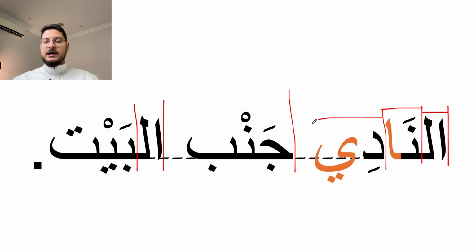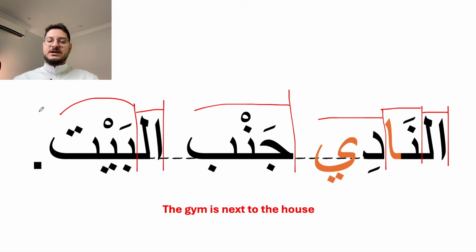Nadi. Nadi was a gym, so il nadi means the gym. But then janb, janb, which means next to. And then il bayt. Il bayt. Bayt was a house, and then il bayt is the house. Il nadi janb il bayt means the gym is next to the house. Il nadi janb il bayt. And in Arabic, it's literally the gym next to the house.